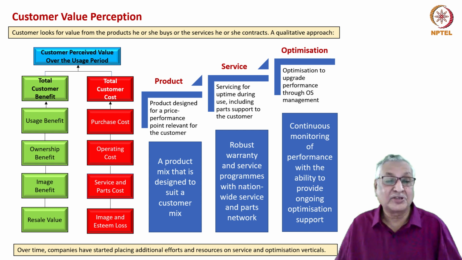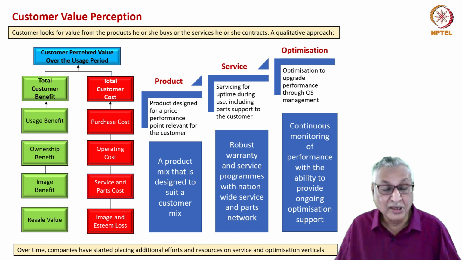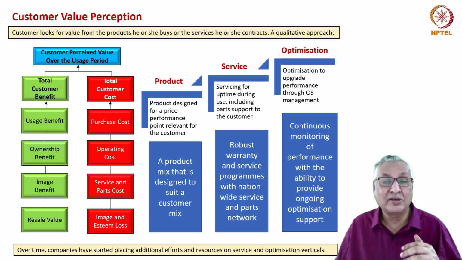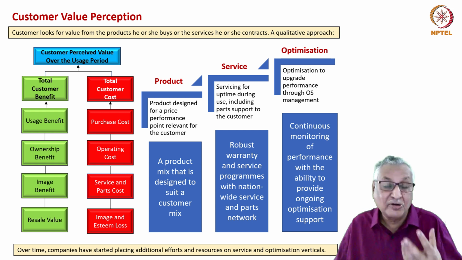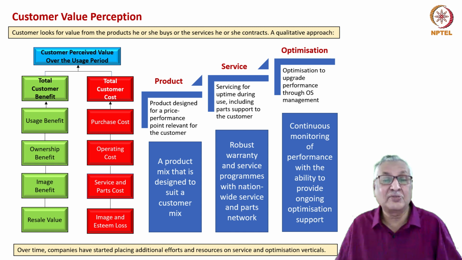The total customer cost comprises the purchase cost, the operating cost, the service and parts cost, and even image and esteem loss. Why does image and esteem loss occur? The image and esteem loss occurs because when you buy a product, it could be serving a particular image level, but over a period of time, that is seen as an obsolete product. Then you lose the image. You cannot carry an old generation smartphone in an evolved office environment. While that is your personal choice, there could be some loss of image and esteem because of such use.